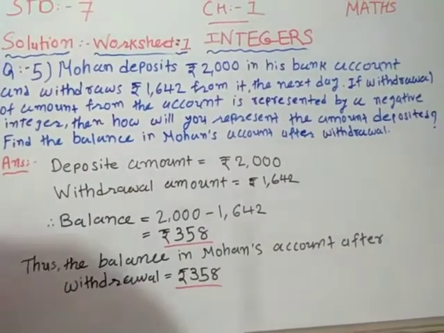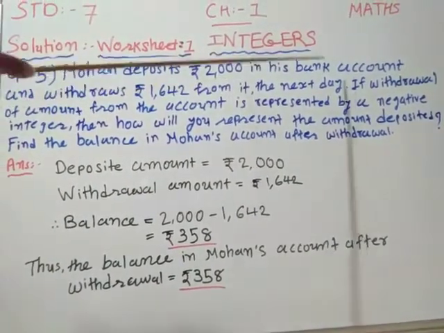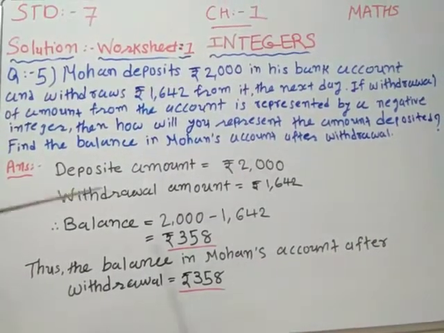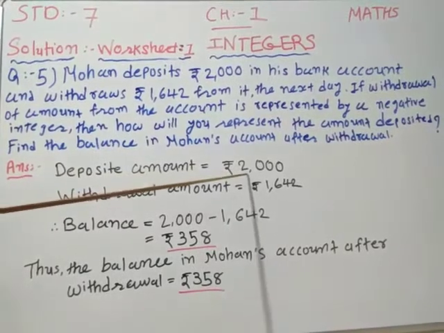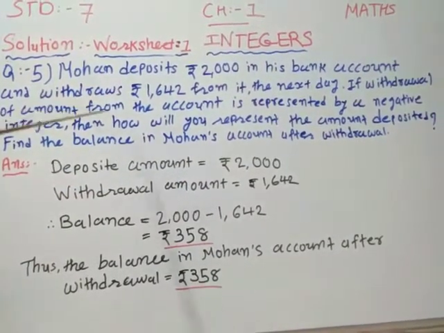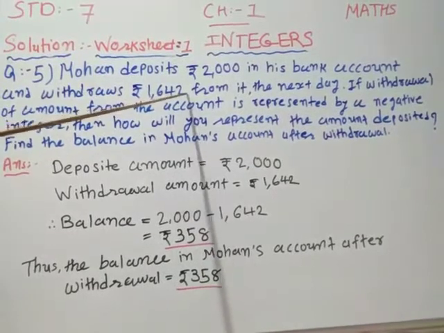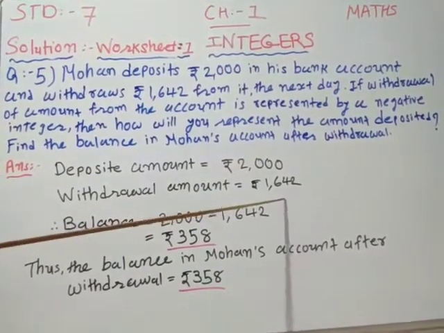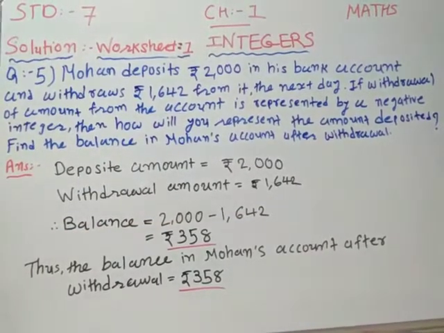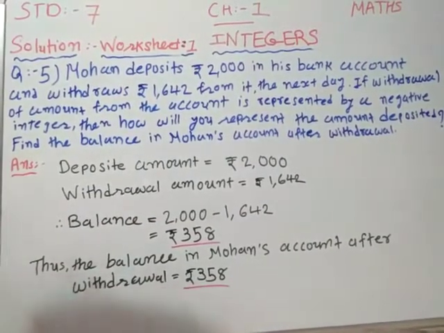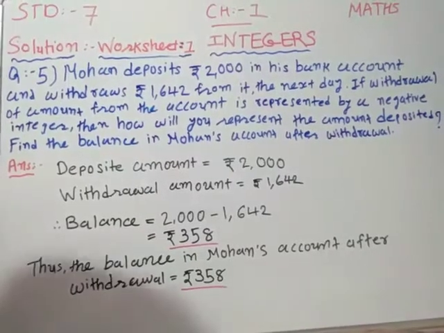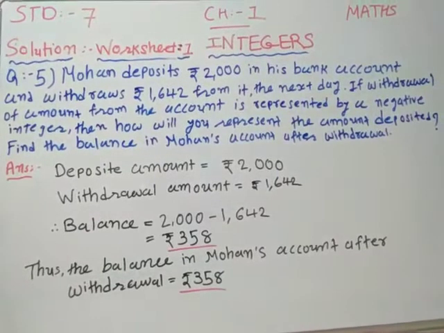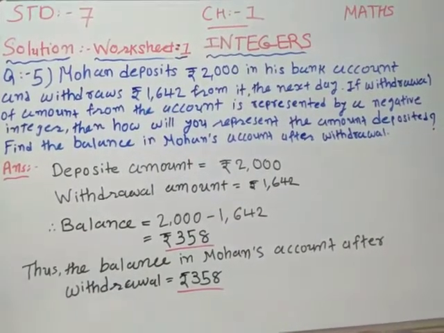Now just look here. Mohan deposits rupees 2000 in his bank account, means he added rupees 2000 in the account. So the deposit amount is equal to rupees 2000. Now from rupees 2000 he withdraws rupees 1642. So the withdrawal amount is equal to rupees 1642. Now let's take a simple example. If you have rupees 100 and from that 100 rupees you purchase something worth rupees 50, how many rupees do you have? So you have to do the subtraction. Similar things you have to follow here.